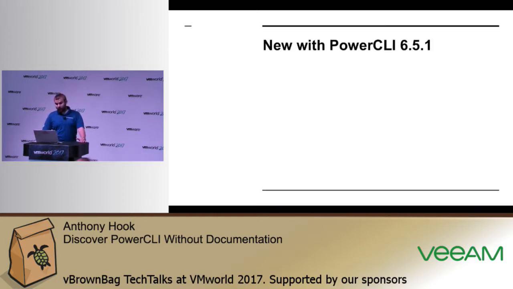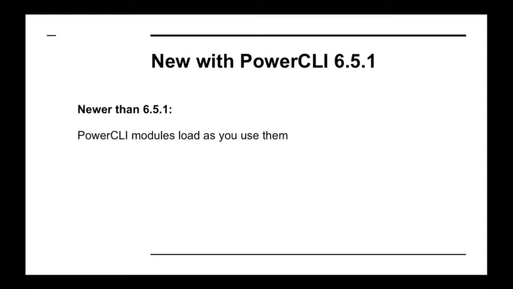Some of the things that are new, I'm not going very in depth. There's a lot of other content that can take you through it a lot more than I can. One of the cool things that's newer, 6.5.1, and I'm sure all the subsequent releases, is that PowerCLI modules load as you use them. If anybody's used it before, you had to specifically load a module before you wanted to use a command like Connect-VIServer. You had to load the PowerCLI modules into PowerShell. Now those are loaded on the fly. You can still tab complete through those.